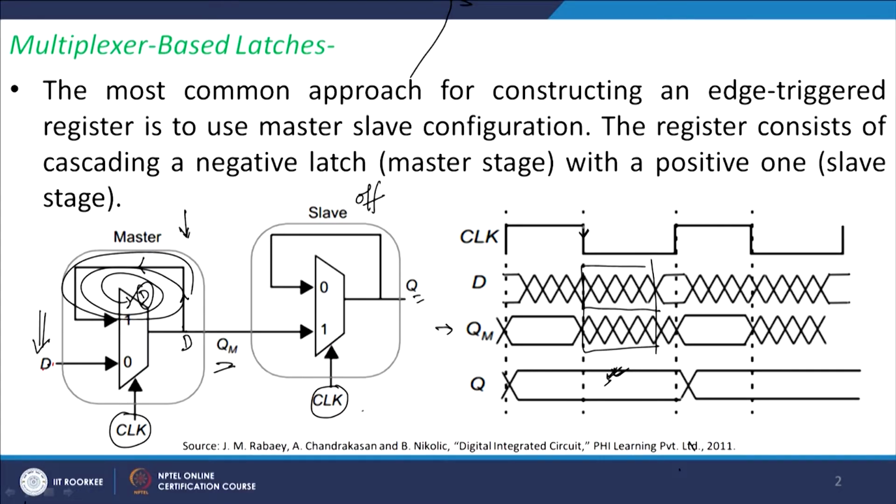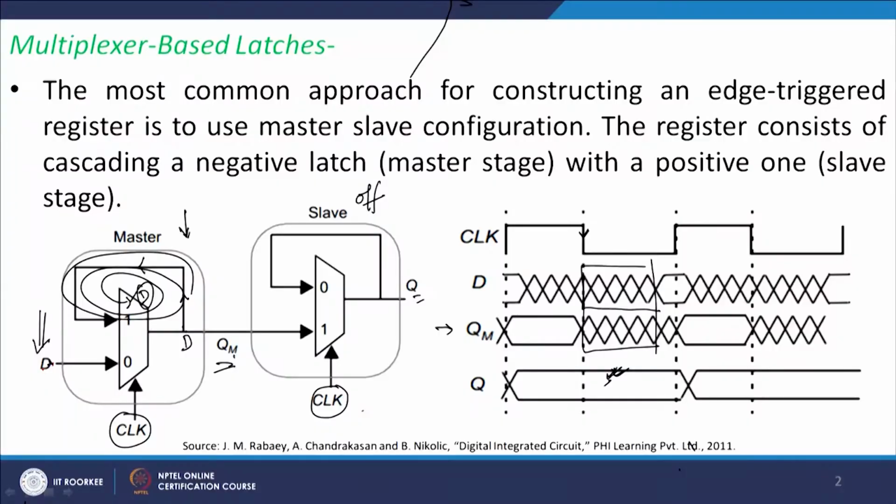So in the negative edge of the clock, the D gets sampled to QM, and this D is going through an infinite feedback loop, and therefore this master is able to store the value of D at the output QM. This positive feedback loop helps you to store the data for a longer period of time.